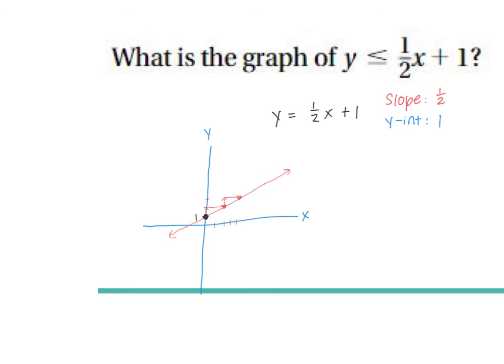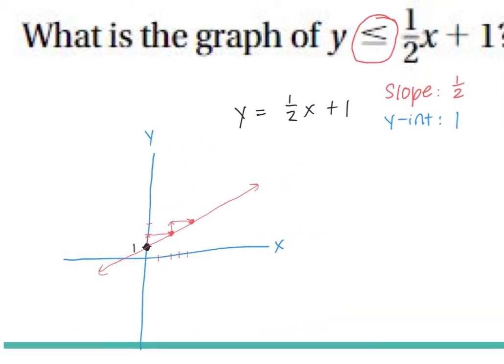All right, guys, now we have to figure out if it's going to be a solid line or a dotted line. And how we figure that out is we look at this. If it's equal to, it's going to be a solid line. So we don't have to change anything, okay? If it's only greater than or less than, it's going to be a dotted line because it's not going to include the solutions on that line. In this case, since it's equal to, we're going to include those solutions. So that's going to stay as a solid line, okay?